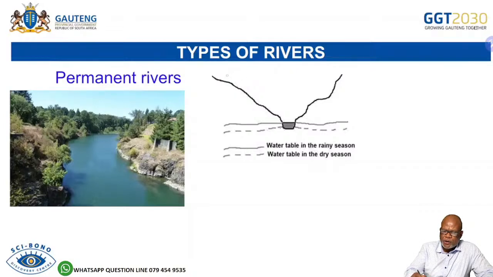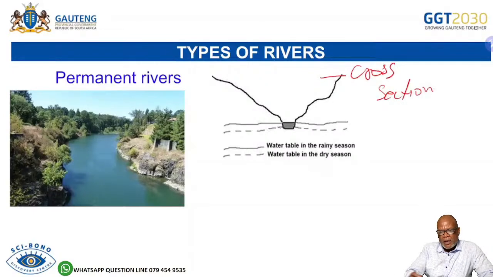So this is a cross section. What you're looking at here is the cross section of a valley. And then what are you looking at here? You are looking at the water table. So like we said, the volume of water in this river will either increase or decrease. So during rainy season, a permanent river's volume of water, or the river discharge, is going to be higher.